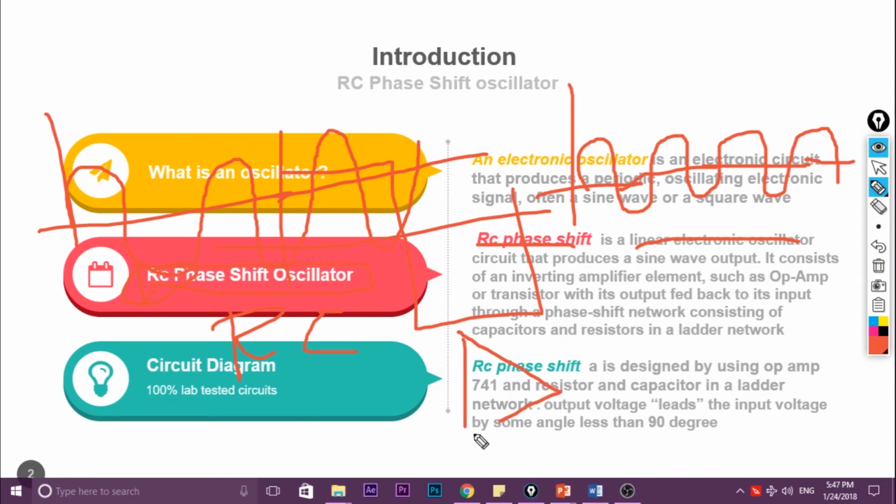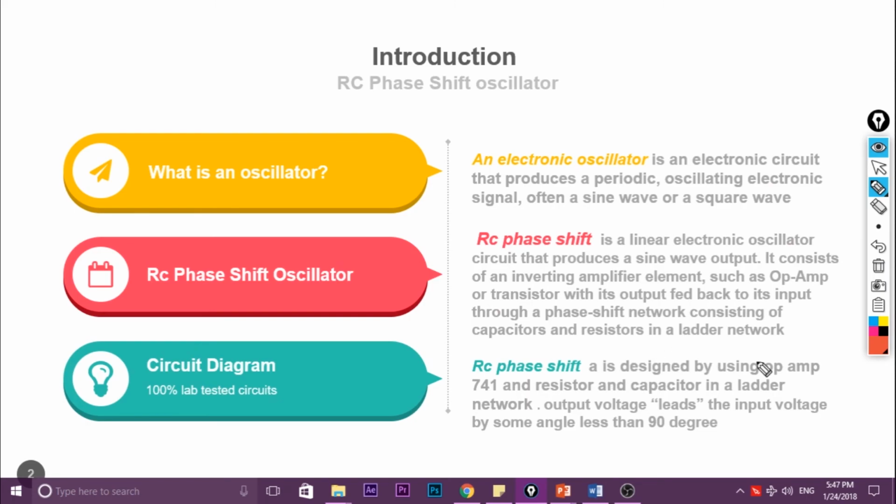It consists of an inverting amplifier. You may know that this is an amplifier, and it will be in inverting mode. It will be connected to ground and inverting mode is applied, and this is the type of op amp we are using in this RC phase shift oscillator. This RC phase shift oscillator is designed using op amp 741 and a resistor and capacitor in a ladder network. I will explain what a ladder network is.